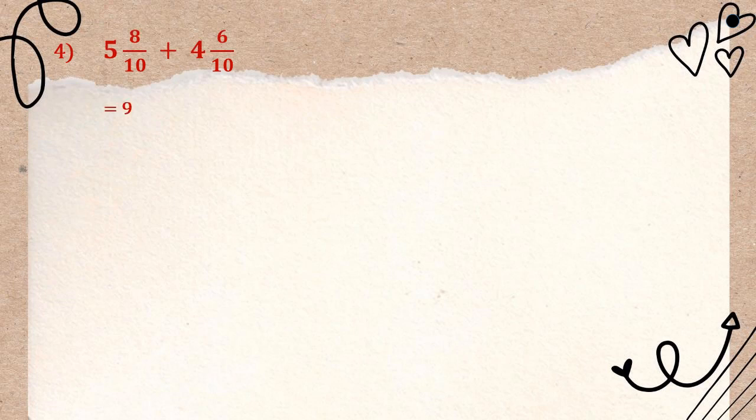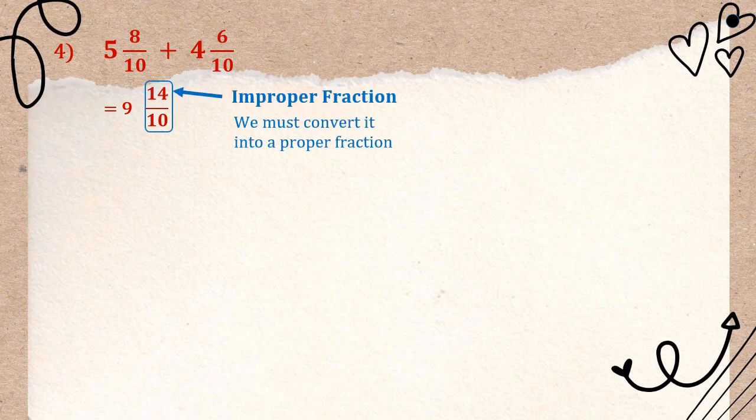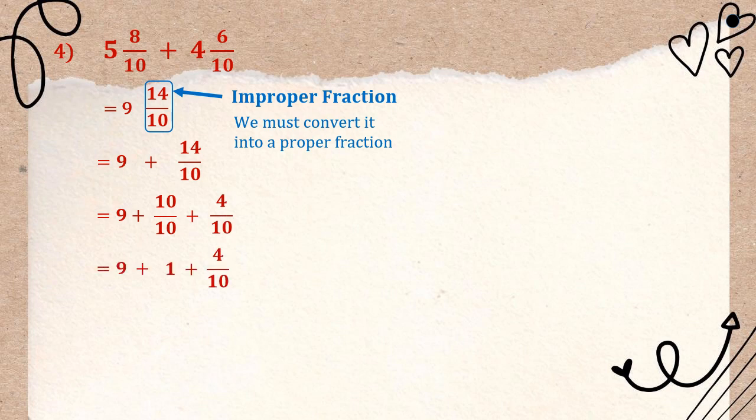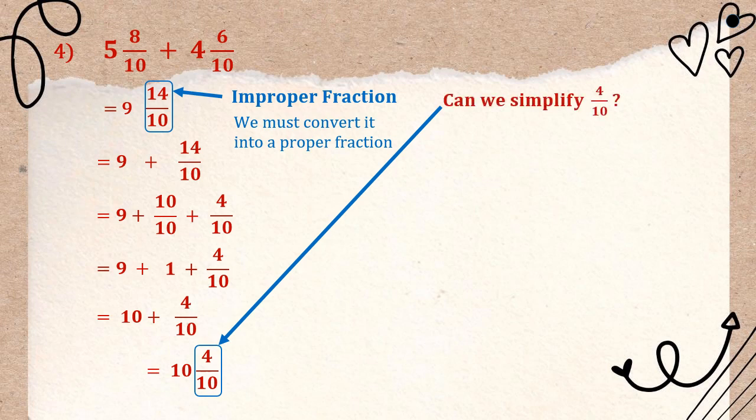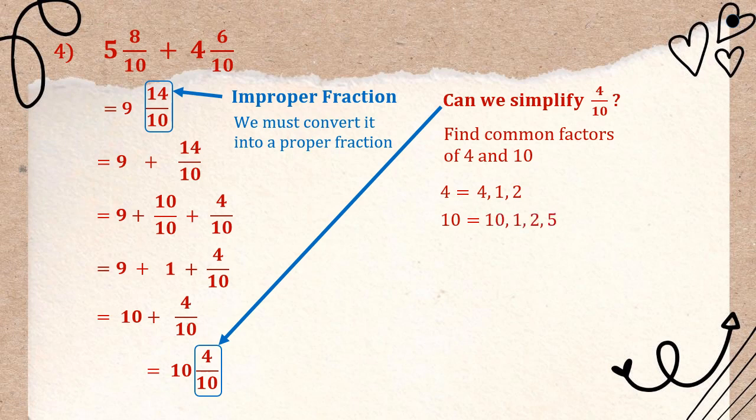Again, we add the whole numbers, we get 9. We add the fractions, we get 14/10. We need to make this improper fraction into a proper fraction. So we write 14/10 as 10/10 plus 4/10. We can replace 10/10 with 1, and we get the answer as 10 4/10. Now once again, is 4/10 in its simplified form? Let's see the factors of 4 and the factors of 10. Now we can see that 2 is a common factor, which means we can divide 4 by 2 and 10 by 2, and after division we will get 10 2/5, which is the final answer.